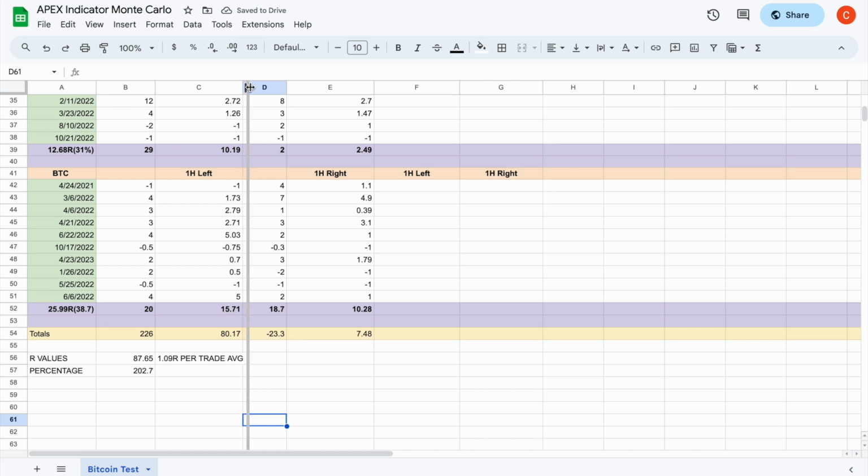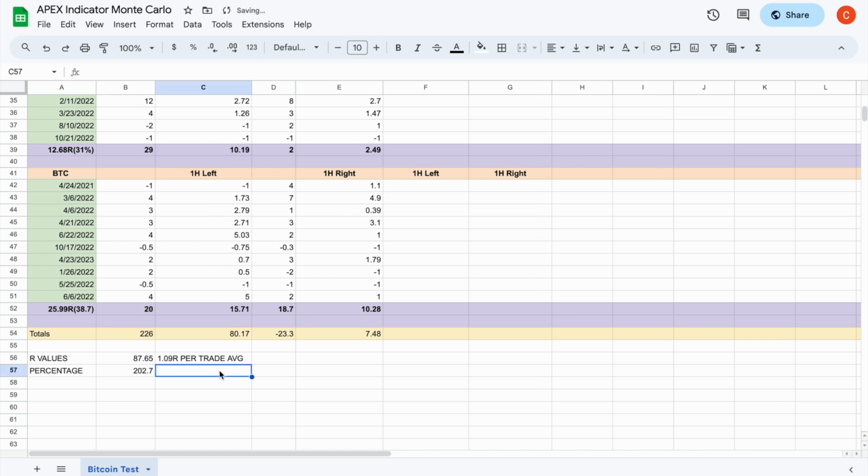So that's kind of what we're working with on that one. I'm going to expand that just a little bit. 202 divided by 80 is 2.525. So 2.525% per trade average. So that's what you got. I think that's pretty good. So let me know what you think.